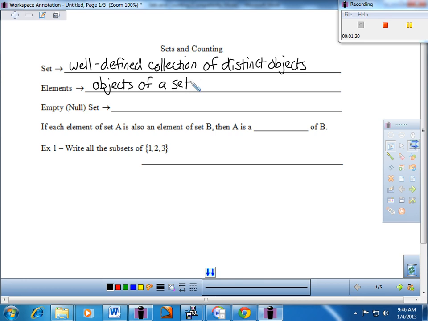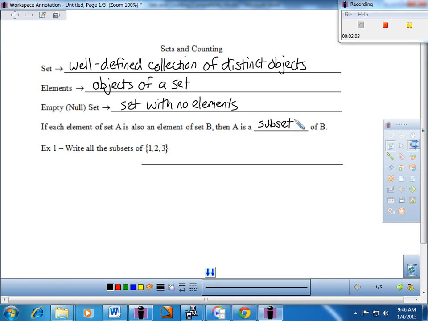A couple things. This one's just very particular here. We'll see what's called the empty set or the null set, and this would just be a set with no elements in it. Not too necessary for our purposes, but nonetheless it's in there. So a set with no elements. And then one other thing that will come up here, in fact this will probably be most of our lesson today dealing with it. It says if each element of set A is also an element of set B, then A is what is called a subset of B.